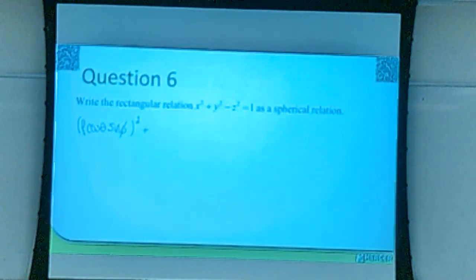What is y? Rho sine phi sine theta. What is z? Rho cos phi. That has to equal 1.